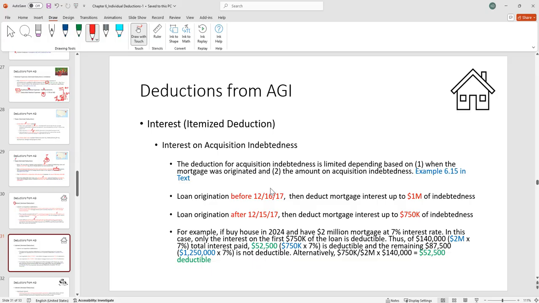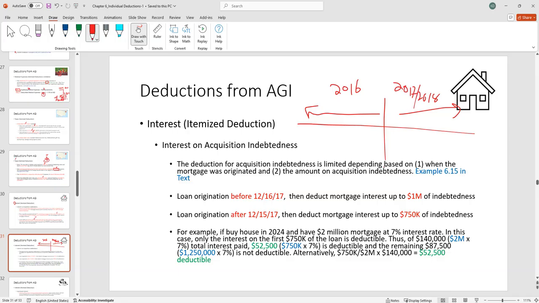There is a cap on this, right, for the amount of interest that's deductible, and it really depends on when you took out the loan. It's kind of like old school alimony versus new school alimony. If it was 2016 and beforehand, we have one set of rules, and then the end of 2017 into 2018, it's a different set of rules. Basically, they cap how much interest is available based on the amount of debt.